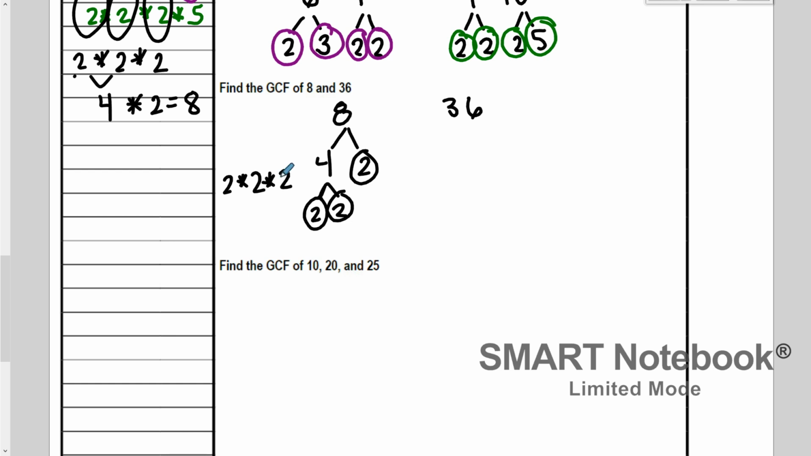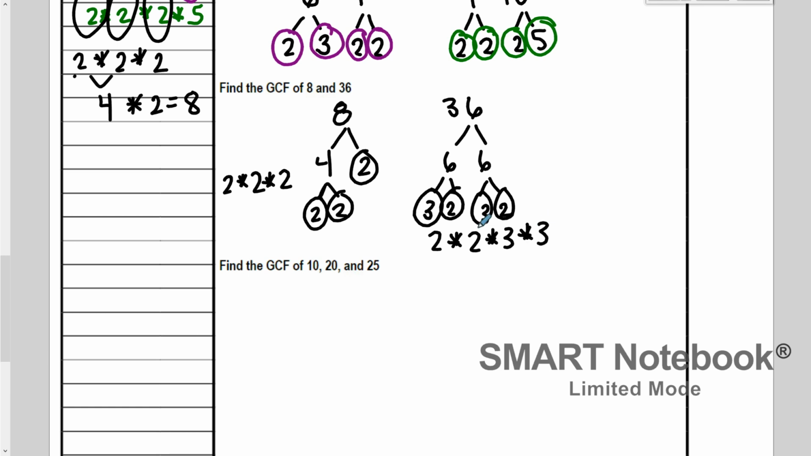For 36, I'm going to break that down into 6 times 6, which would be a 3 and a 2, and a 3 and a 2. This would give me 2 times 2 times 3 times 3. And this is why I like to put them least to greatest, because it's easier to see what's in common that way if they're not randomly written out.